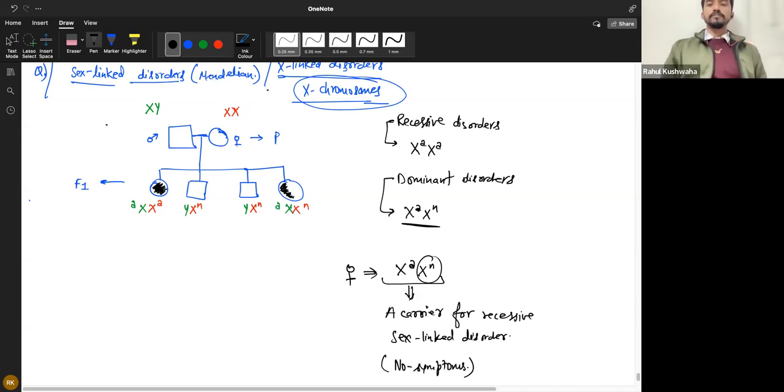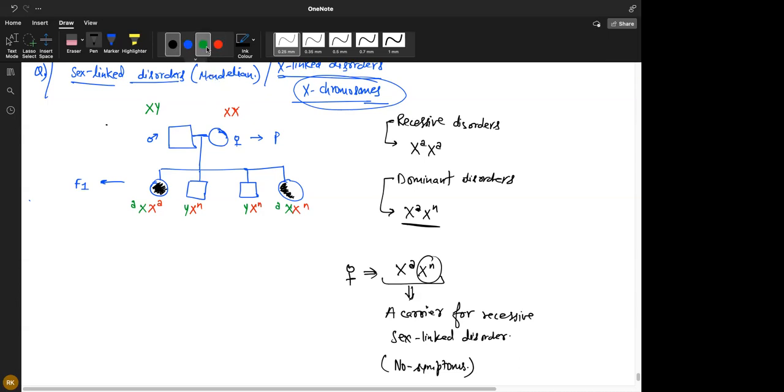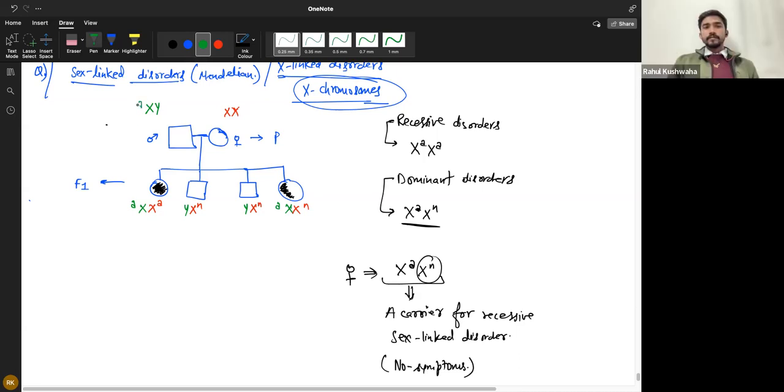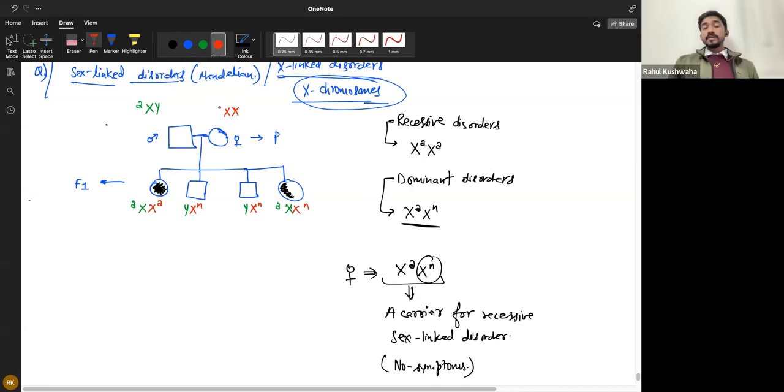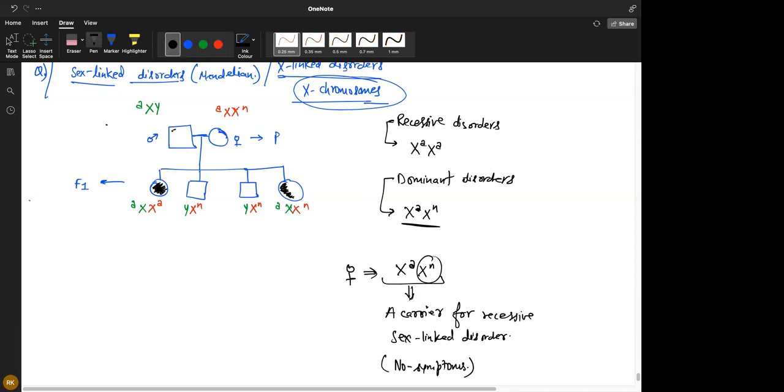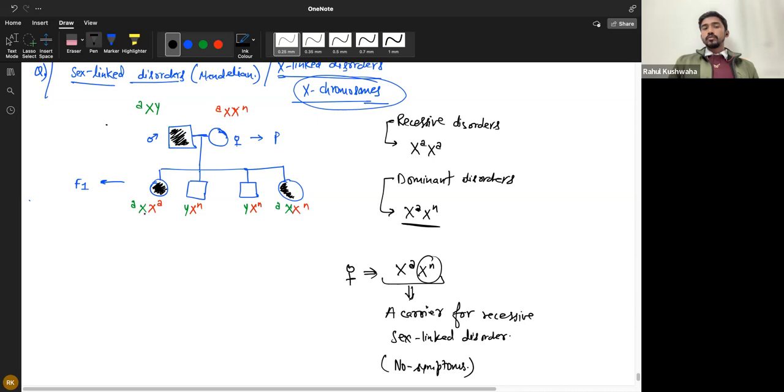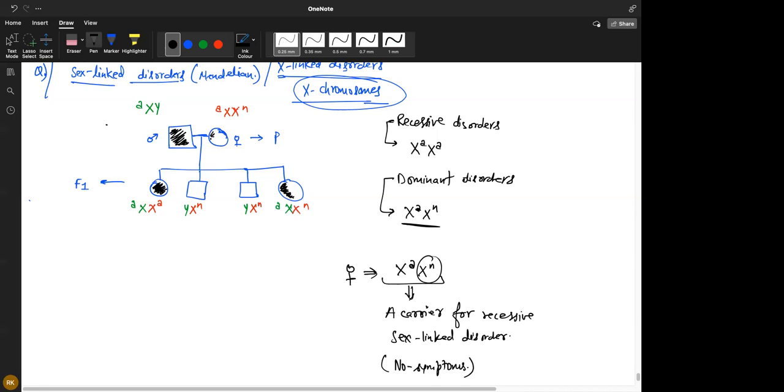The father is affected. Father is affected, you say? Okay. And the mother is a carrier. Yes. So one affected and one normal, you say. Why do you say that the mother is a carrier? Because the X chromosome the first daughter got is affected. So both the X of the first daughter are affected. It means she must have got an X from the mother also, which is at least one affected. So this is a carrier.